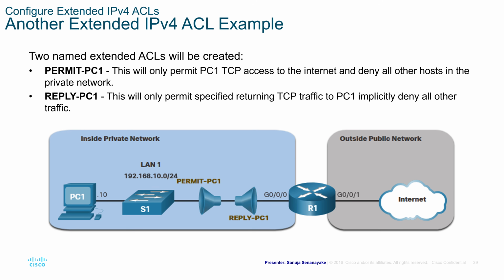Another extended IPv4 ACL example is shown here. So in here we have the same network diagram. We have an inside private network and an outside public network. Now we have two other ACLs. This one called permit-PC1, the other one called reply-PC1.